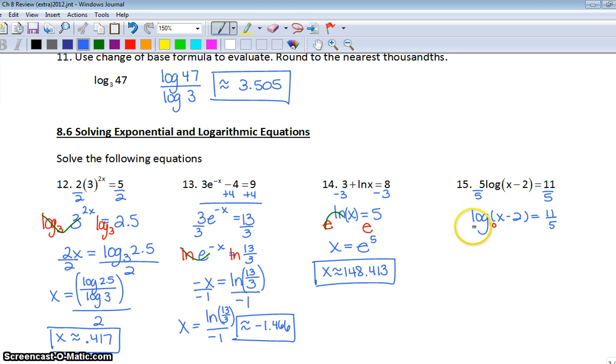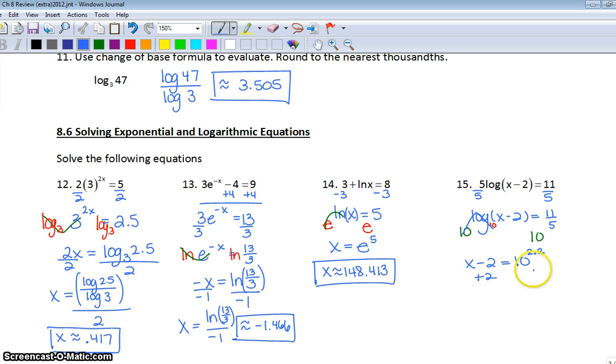So to get rid of the log, just the way I got rid of the natural log here, I have to do the opposite. So I want to take 10 raised to that power. So I went 10 raised to the 11/5 power. That's going to cause our 10 to cancel and have x minus 2 brought down. And then I'm just going to make this simpler. I don't want to have the fraction there. So 11/5 is really 2.2.